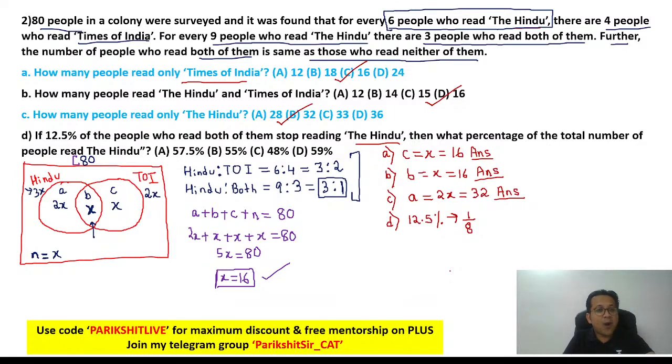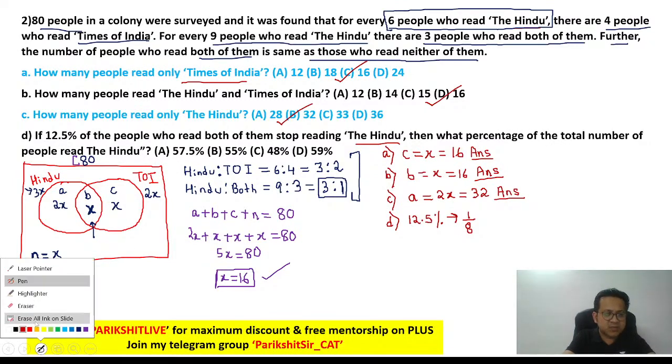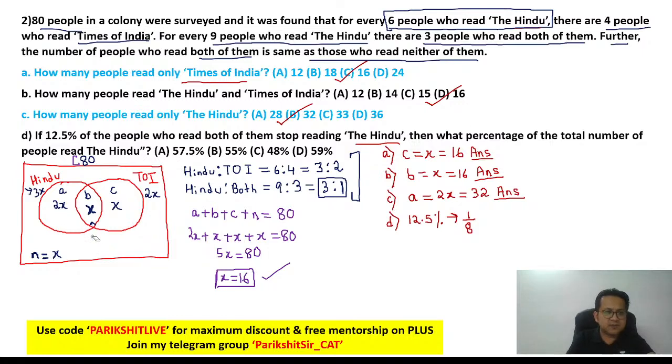They are saying 1/8 of the people who read both stop reading the Hindu. Now think about it. How much is both? Let's put the values here first. Currently both is X, and X is 16. They are saying 1/8 of 16 stop reading the Hindu. So can I say 1/8 of 16?